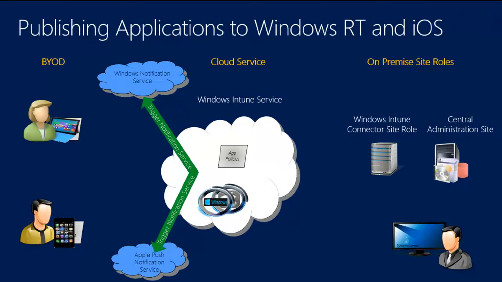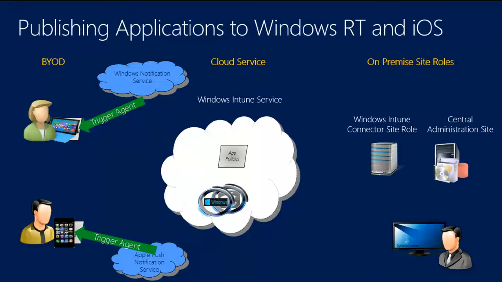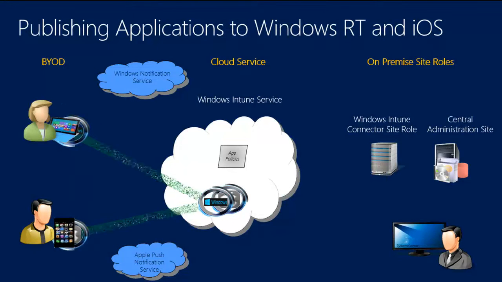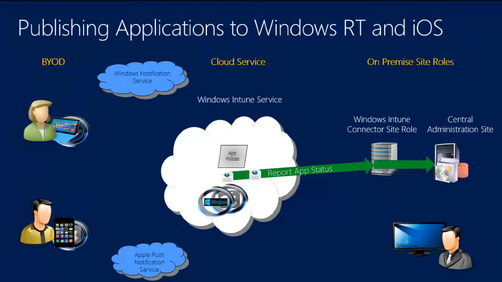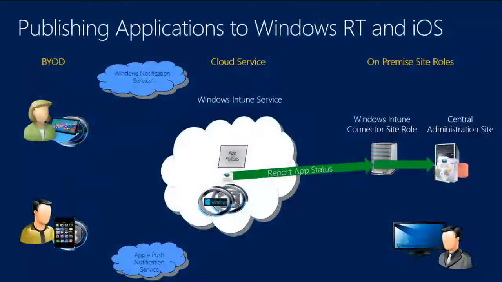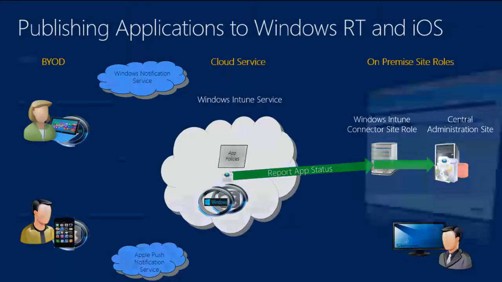Same thing on Windows. We have a Windows notification service that does the triggering of the agent, and then that will go to the cloud, request the app download, and then the next step is the app gets installed on the devices, and then you'll see that. So we're going to show a demo of this for both RT and iOS shortly. On the return loop, when the device connects back to the service, it will say that it installed this app, it comes into the cache, and then when you do the reports, you know that the app's already installed and what the status of the app is.